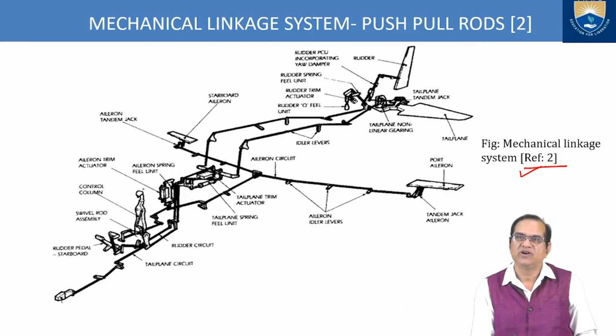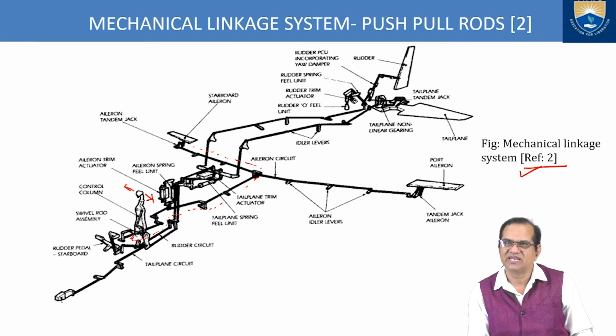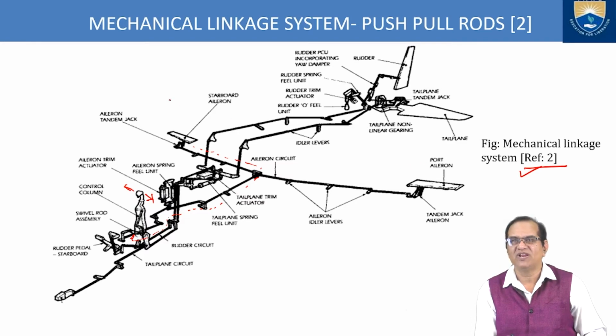If you turn this control towards the right or towards the left, this is called the starboard, and this is called port. If you turn like this, the linkage will move this way and this way. If one goes up, another will go down. They are arranged in such a way that both go in opposite directions for the aileron operation.